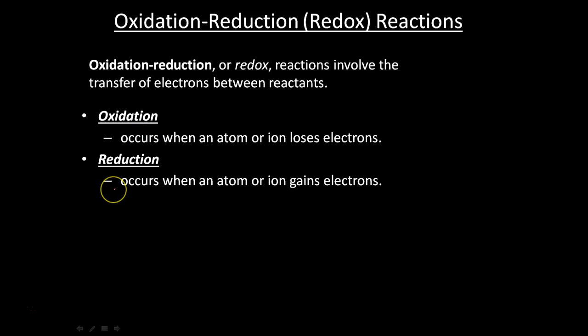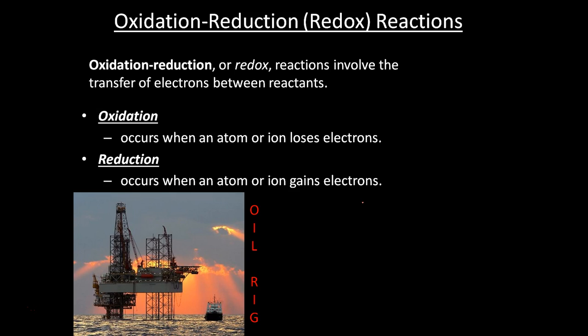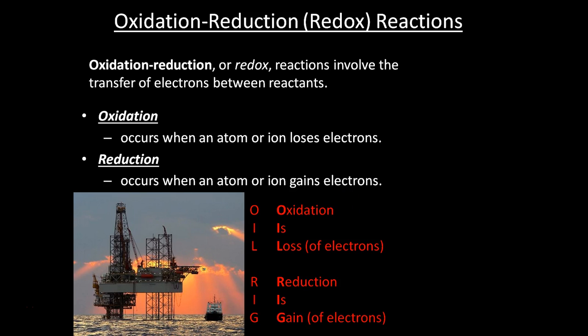And whenever it gains an atom or electron, it is said to be reduced. So oxidation occurs when you lose atoms or electrons, and reduction occurs when you gain atoms or electrons. A couple of mnemonic devices: OIL RIG. Oxidation is loss of electrons, and reduction is gain.